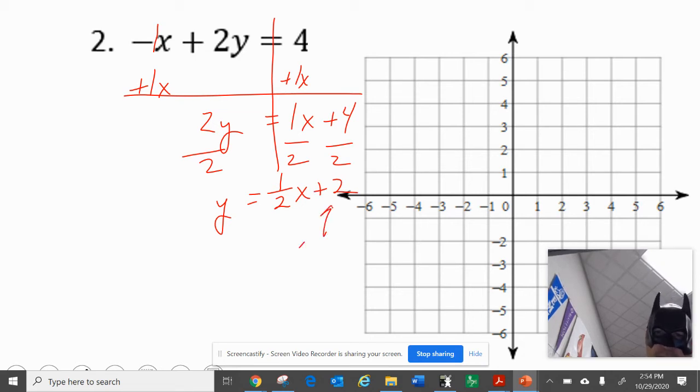So I have 1/2 x plus 2. There's my y-intercept, I make a point there. Slope is positive 1/2, so I'm going to go up 1, to the right 2. Up is positive. If you're skiing, you're going up the hill with your mullet.